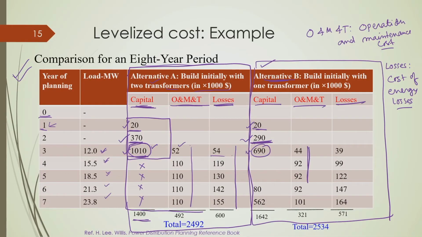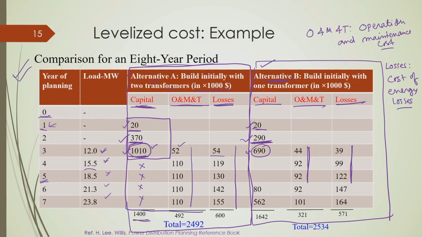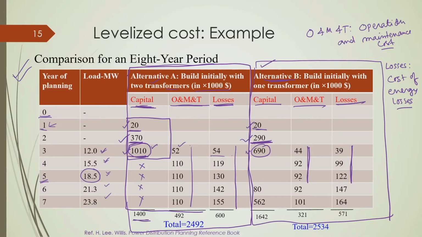Similarly, in alternative B these are the operation and maintenance costs of one power transformer and these are the costs of energy losses for one transformer. Now, you can see up to this fifth year, when my load demand is 18.5 megawatt, alternative A, which installed 2 25 MVA transformers, does not have any problem, but alternative B has installed only one 25 MVA transformer. So, if the load grows further it needs to install another transformer in order to cope with the additional load.